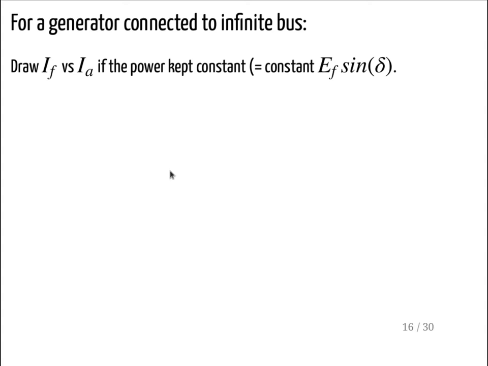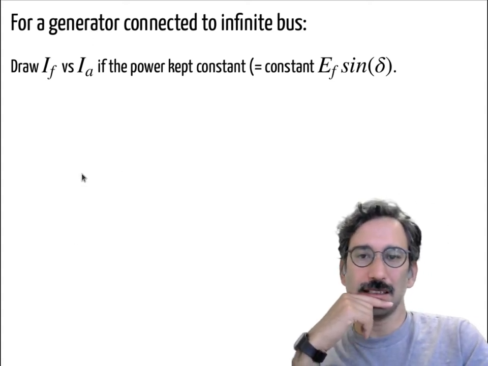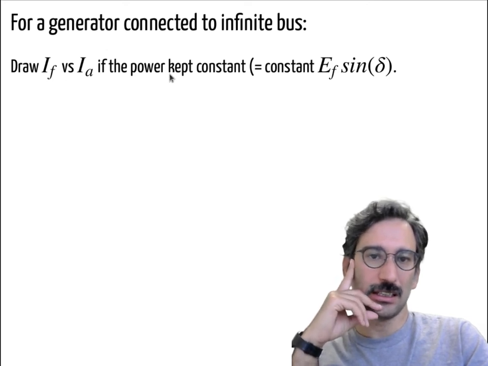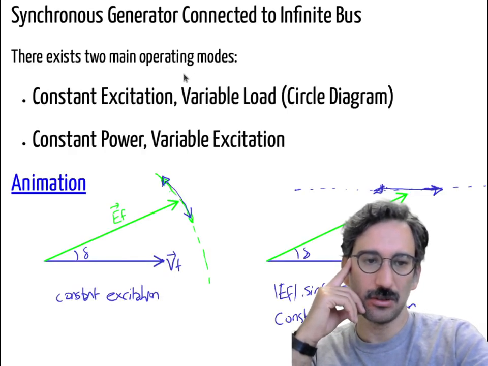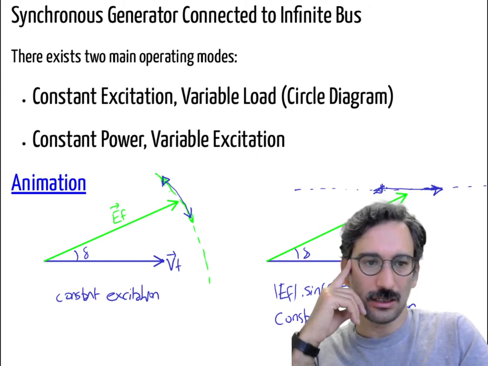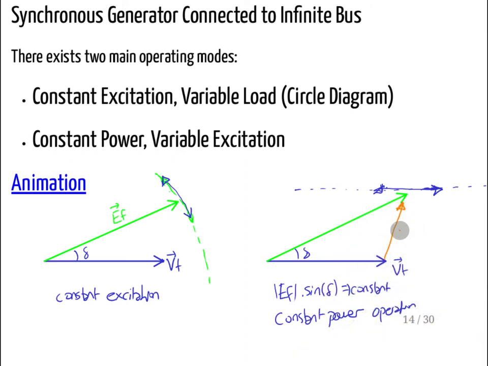So now let's try to draw another thing. Let's try to draw IF versus IA if the power is kept constant. So I'm going to draw here, and again you can calculate, that will be J XS IA. So what will happen if I move it along that curve? What will happen to XS IA?